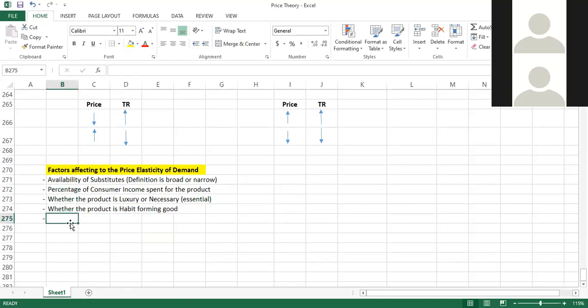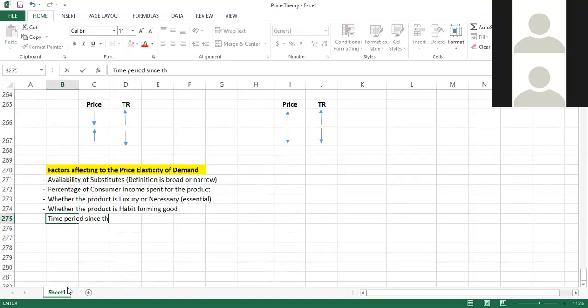Then, what are the other main factors affecting the price elasticity of demand? Availability of substitutes, the percentage of consumer income spent on the product, whether the product is a luxury or a necessity, and whether the product is habit forming. What else? Another thing is the time period since the price change.